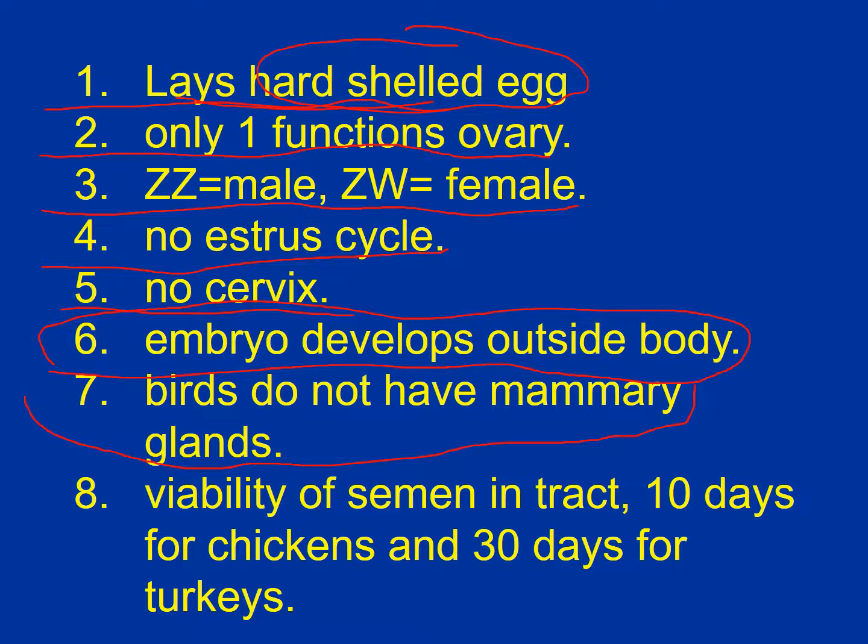Obviously, birds do not secrete lactase to digest lactose, so no reason to feed milk to birds, obviously. And the viability of the semen in the reproductive tract in mammals generally, and there are differences between species, but in cattle and common farm animals, the semen usually remains viable in the reproductive tract for about 24 hours or 1 day, whereas in chickens, the semen remains viable for 10 days. For turkeys, it remains viable for 30 days.